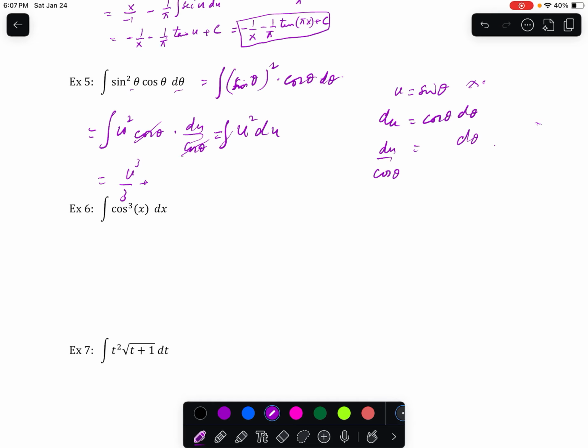And now we plug back. So u was sine theta. So I get sine cube theta over 3 plus c. So that will be the answer to this problem. I hope you guys got it.